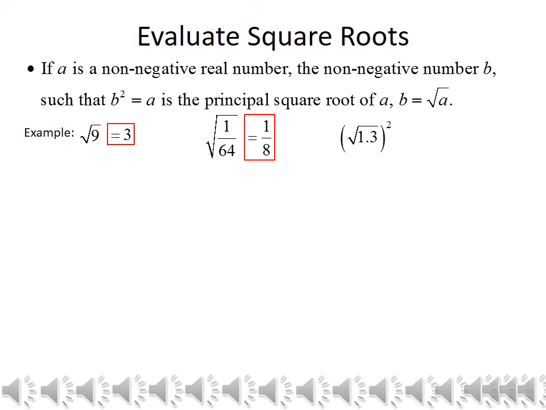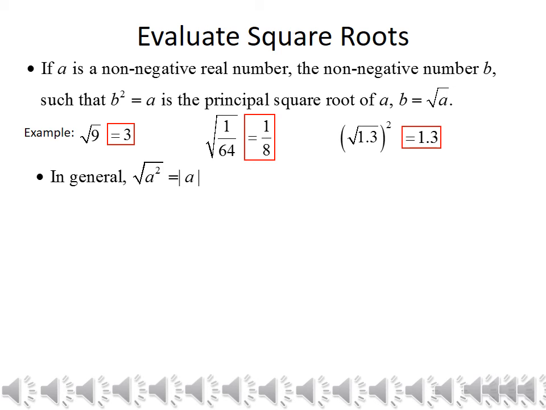Finally, we want to evaluate the square root of 1.3 quantity squared. Now, this one is actually pretty easy because when you have the square root sign and the square sign together, they cancel each other out. So the square root of 1.3 squared is just going to be 1.3.